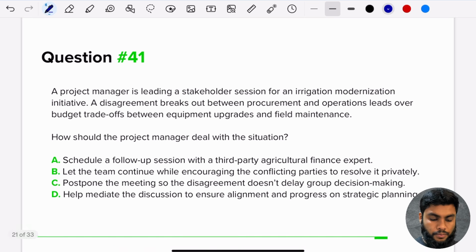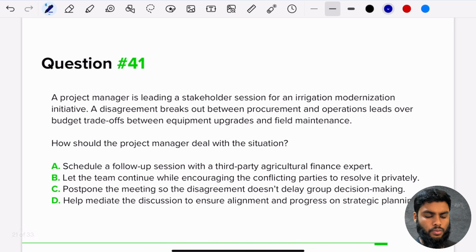Awesome. Question 41. A, schedule a follow-up session with a third-party agricultural finance expert. All right, sounds like a good idea. Let the team continue while encouraging the conflicting parties to resolve it privately. Ooh, that doesn't sound that good. Team is continuing, fine, but you're telling the conflicting parties, the people that are arguing with one another, to resolve the issue privately. No, I want to get involved. The project manager needs to get involved if there's a conflict, if there's a performance issue. So I don't like that.